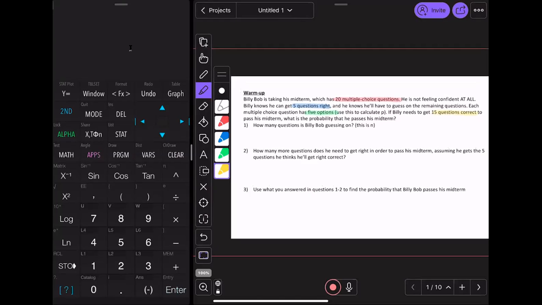So to walk us through this, the first thing is we need to figure out how many questions he is guessing on. Well, if there are 20 questions and he knows he can get 5 questions right, that means he's guessing on 15 of the questions. Okay, this is a binomial problem. And then it says how many more questions does he need to get right in order to pass his midterm, assuming that he gets the questions he thinks right. So he needs 15 questions to pass the midterm, and he knows he can get 5 questions right, which means he needs 10 more questions right.